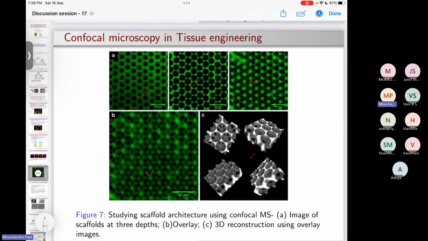Means from 2D images, you are making 3D models, and softwares are available that will help you do it. So basically, since the confocal microscope is giving you information from 3D structures, this kind of analysis is possible.